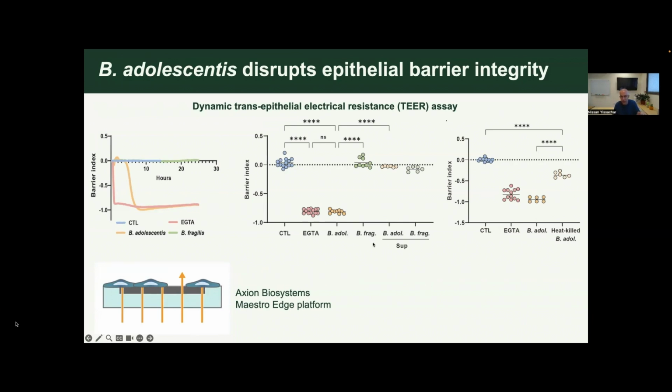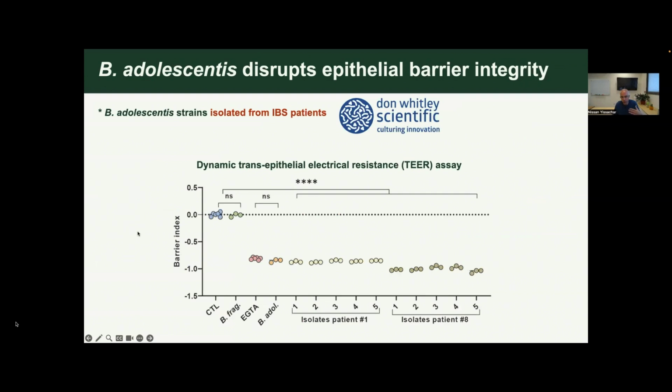These experiments were performed using bacteria that were purchased from international bacterial banks, but to further investigate it, we also isolated B. adolescentis isolates, again using the Don Whitley Scientific culturing system, an anaerobic chamber. We isolated B. adolescentis strains from these IBS patients before and after diet. And we repeated these experiments and could again see that the addition of Bifidobacterium adolescentis from these IBS patients disrupts intestinal epithelial integrity and permeability.